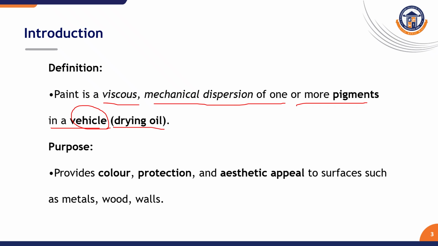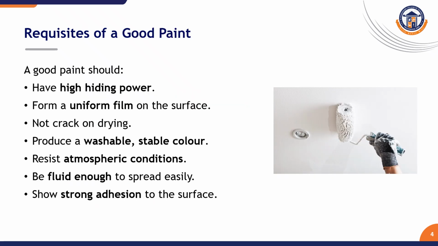What is the purpose of paint? Why are we using the paint? It provides color, protection, and aesthetic appeal to the surface of metals, wood, and walls. Then we see about the constituents of paint and also the requirements of a good paint. What should be the good paint characteristics? It should have a high hiding power, and it should be a uniform film. It should not crack. Then it should produce a washable, stable color.